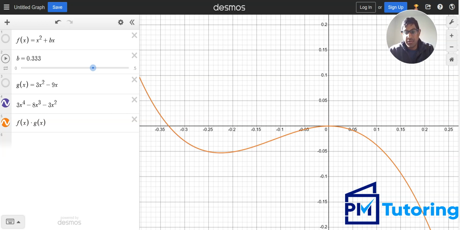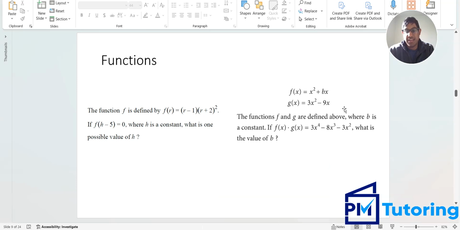And of course, you could always just check that in your calculator after the fact, right? Just graph x squared plus 0.333x and g of x equals 3x squared minus 9x, and then just try it again, make sure you get the same thing. Or you could FOIL those two together and see what you end up getting there and make sure it matches up with 3x to the 4th minus 8x cubed minus 3x squared. So yeah, lots we can do with functions.